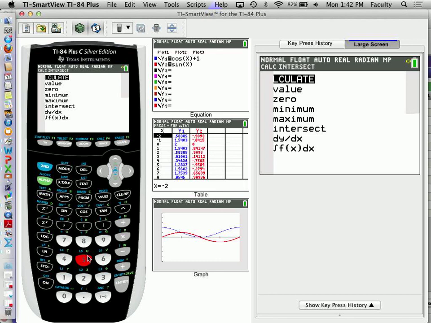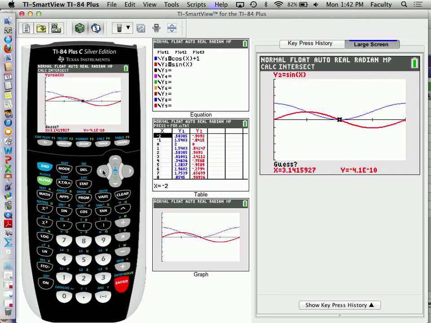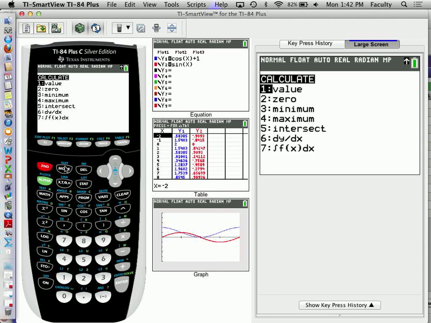Second, trace, 5. You can do enter, enter, but when there's more than one intersection on the guess, you've got to move it towards the one that you want. And you get 1.57, which is about pi over 2, right? Now, this was one way where you can enter the left side and right side and find their intersection. The other strategy is you could get everything on one side equal to 0 and then find the x-intercept, or the zeros, which you would find by doing second trace and 0.